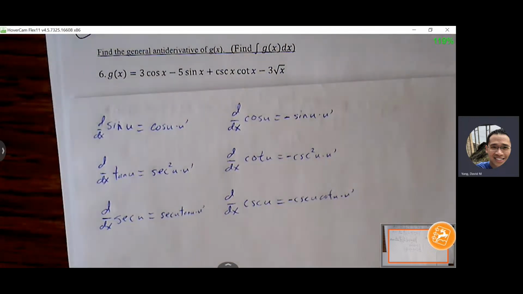All right. Recall your derivative rules. Set up your integral notation. And then for each term, you're just going to find the rule that applies. Now, the last term is not a trig, right? The last term is power rule, so you'll do power rule for that last term. But the first 3 will be trig.